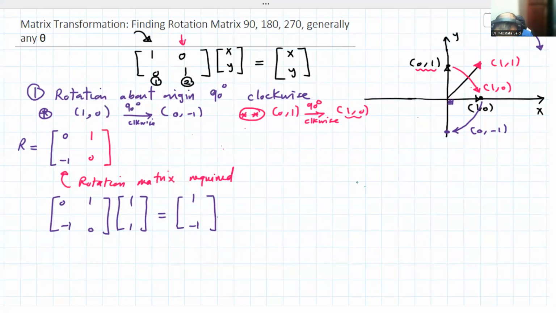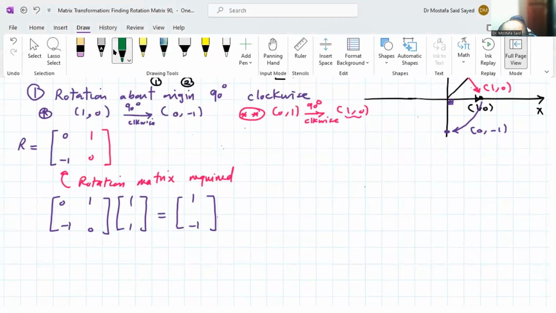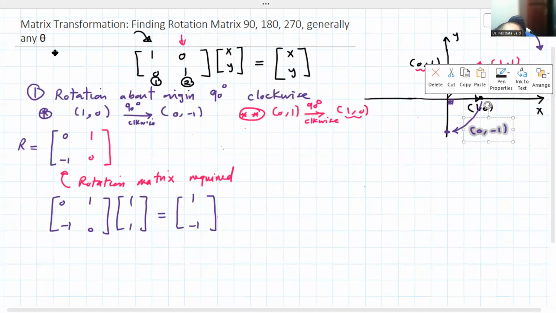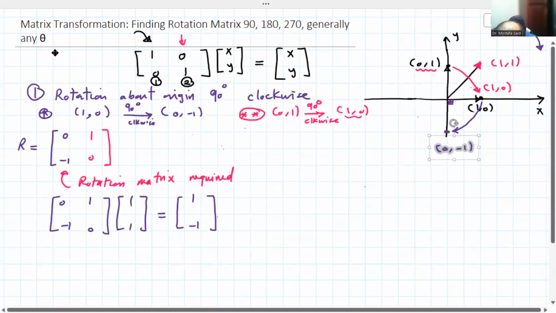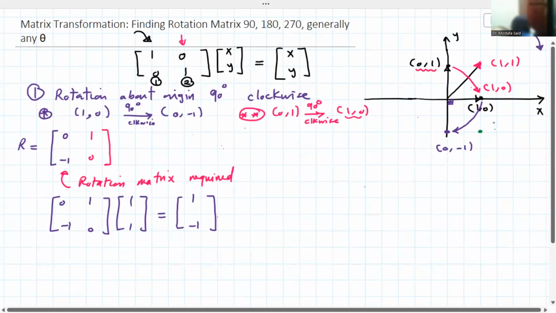So 1, 1, when we rotate it 90 degrees clockwise, will end up at this location, 1, minus 1: 1 in the x and minus 1 in the y. So it will end up here. That's the new location of the vector when we rotate 90 degrees clockwise. Is this really the case?